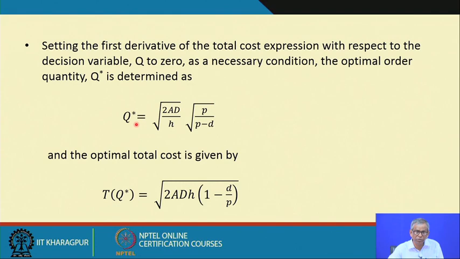So you have an expression for Q star, and when you use this expression for Q star, you get the expression for the optimal total cost. So this is the optimal total cost. You have an expression for the total variable cost in terms of Q, and you substitute the expression of Q with these expressions. So ultimately you will get the optimal total cost expression.